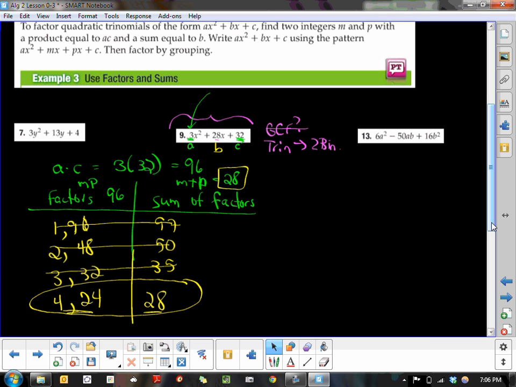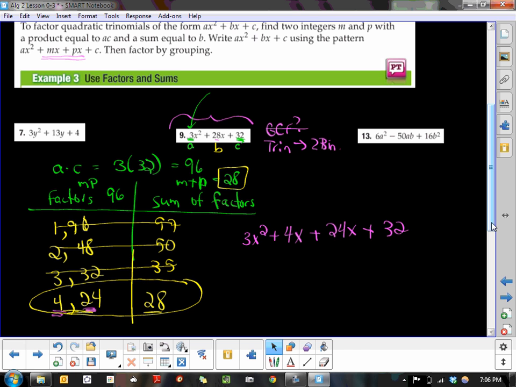So I'm going to come over and I'm going to rewrite this. I want this 3x squared plus, now we've got 4 and 24 that we're going to write in here. I'm using this M and P value in this factorization process, so it's going to be 4x plus, and the next one's going to be 24x, then it's going to be plus our value of C, which was 32.